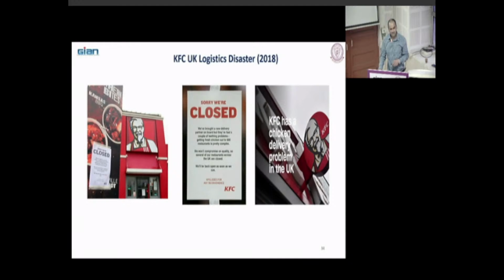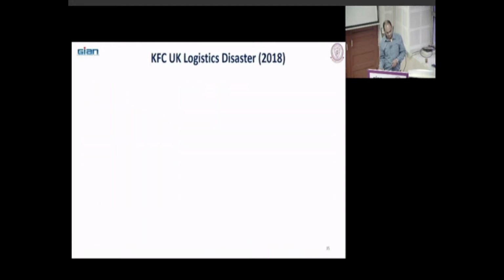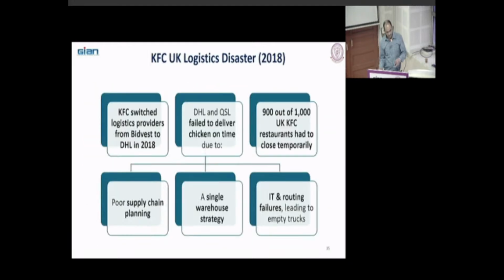So what happened basically? KFC changed their delivery partners from Bidvest Logistics to DHL. You can see here, KFC switched the logistics provider from Bidvest to DHL in 2018, and DHL and QSL failed to deliver chicken on time because of 3 reasons. What were those 3 reasons? The first one is poor supply chain planning.